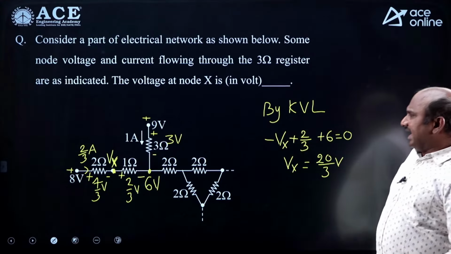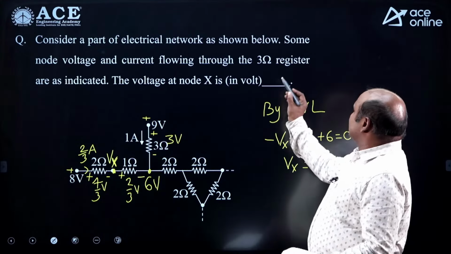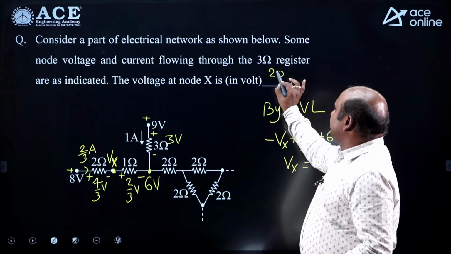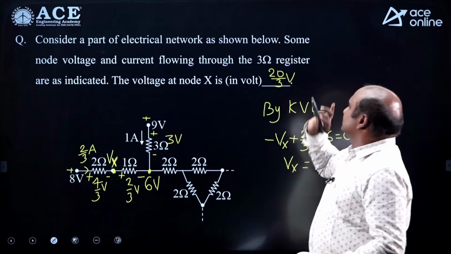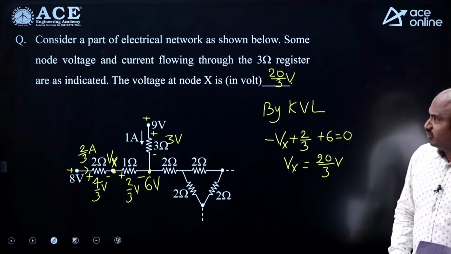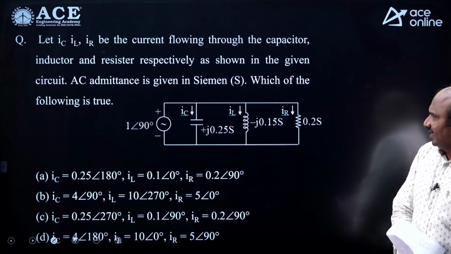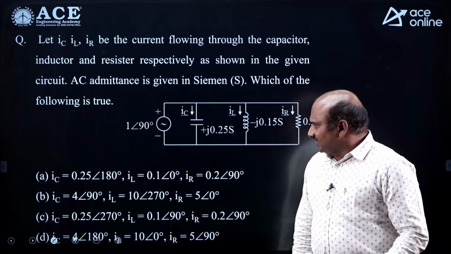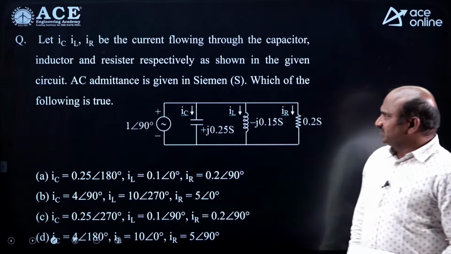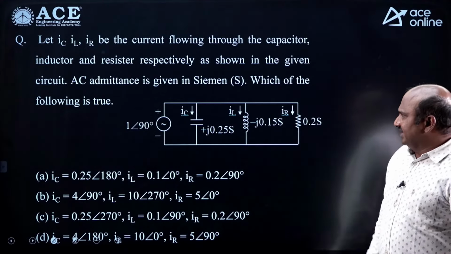This is under NAT, numerical answer type, that is why the answer is 20 by 3 volts. This is the 1 mark question given. And let me consider the next one. Guys, this is the 2 marks question and this is the MCQ question. It is very simple, you can easily identify that.